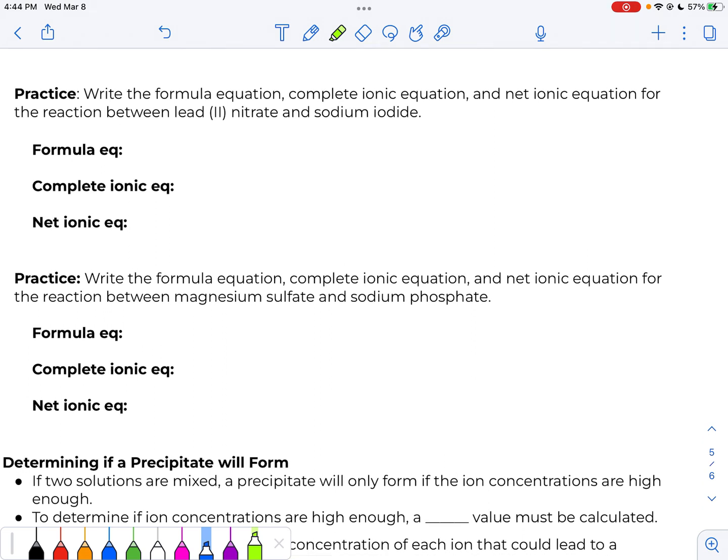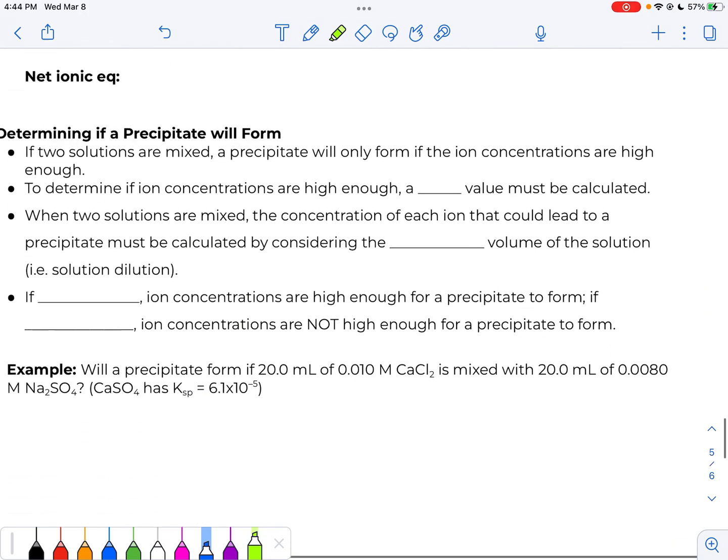So I left these two as practice problems for you. Try to work those out, check in with the answer key, make sure you still know how to write a net ionic equation, and then come on back for what you all will probably scream at me for tomorrow when you see me. Yay. Okay, pause and come back.